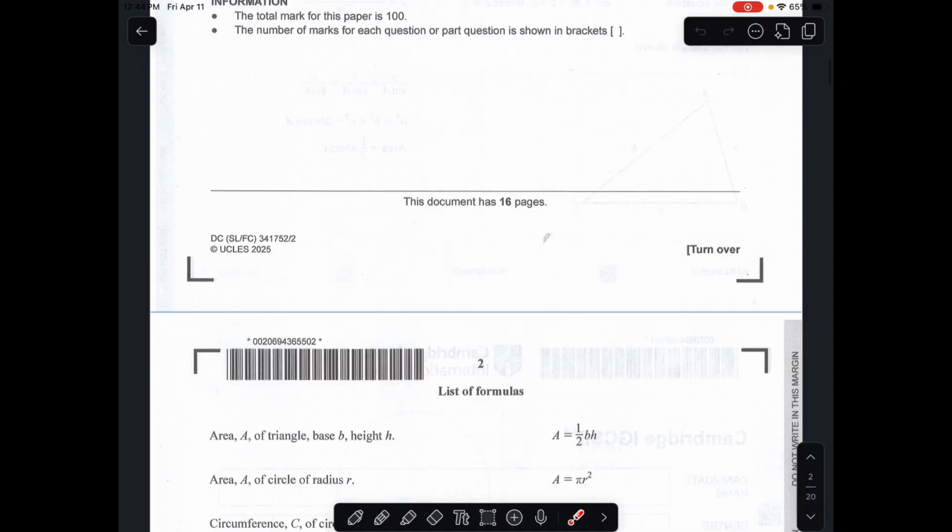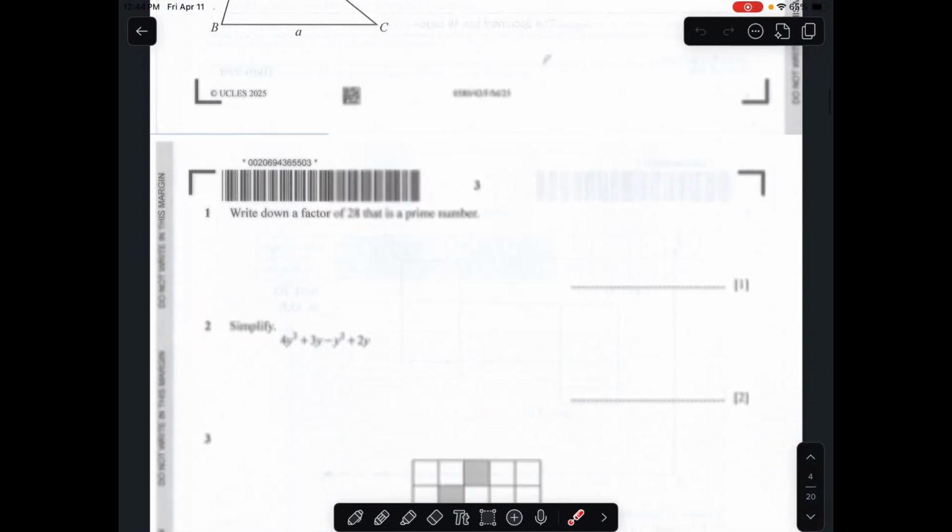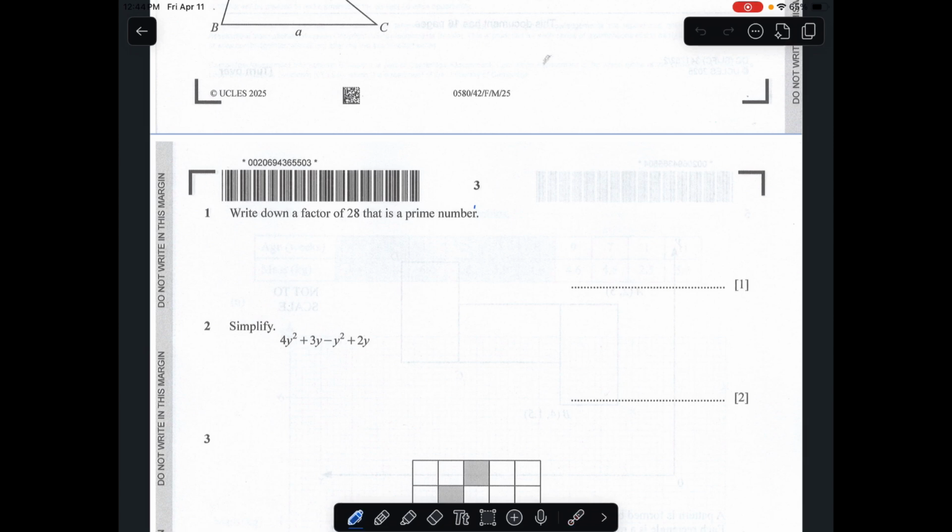Let's look at the first question. We need to write down a factor of 28 that is a prime number. Again, what are prime numbers? Prime numbers are numbers that are divisible only by 1 and itself. So 2, 3, 5, 7, 11 and so on are the prime numbers.